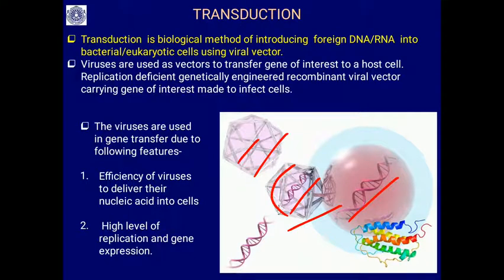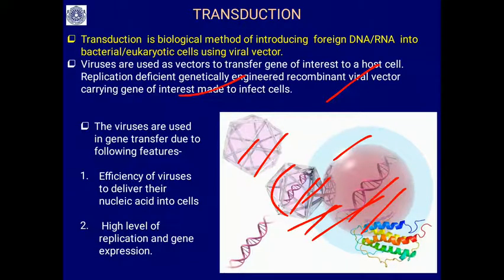These vectors are replication deficient and genetically engineered. They cannot multiply in the host cell; they are only used as a carrier of our gene of interest, introducing it into the host cell. A replication deficient, genetically engineered recombinant viral vector carrying the gene of interest is made to infect cells. For example, this may be carrying our gene of interest, an insulin producing gene, and introducing this gene to the host cells. These viral particles cannot multiply here, so only our gene of interest will be delivered to the host cell.